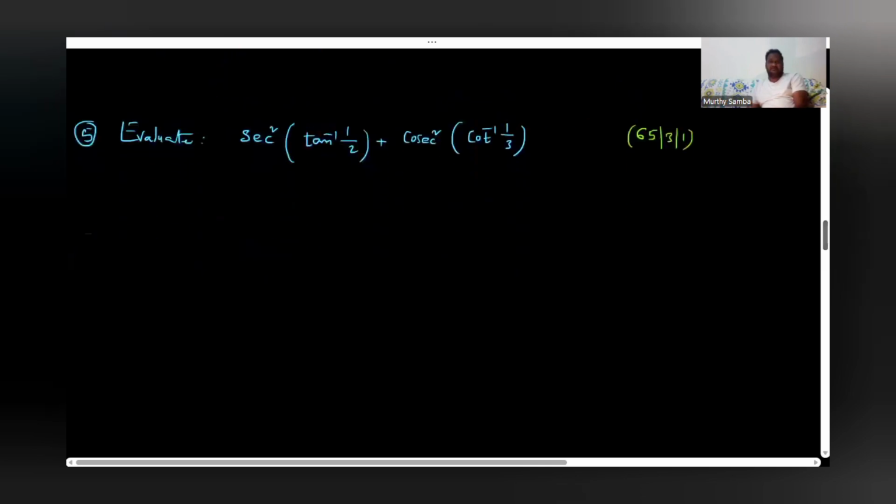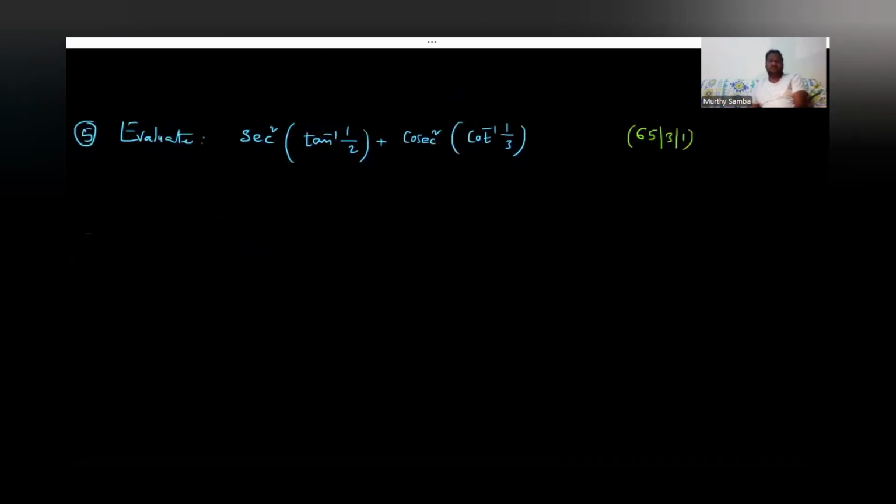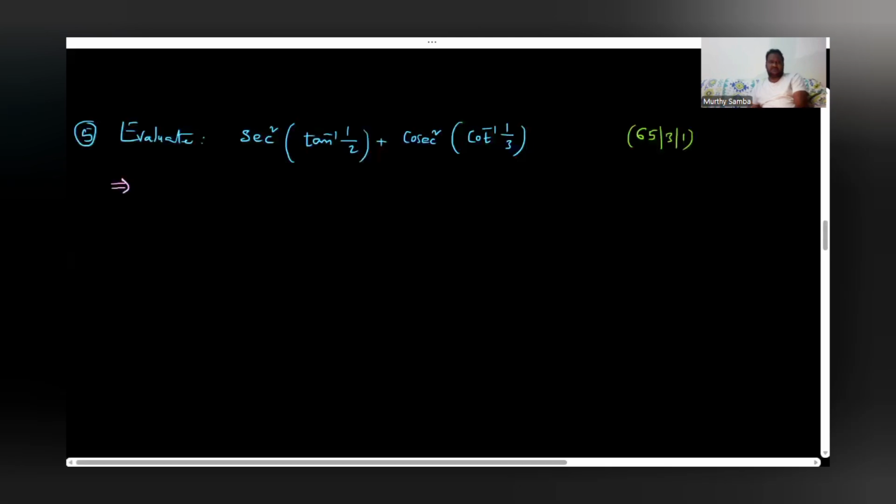Coming to the fifth one. See here, it is the form of secant square tan inverse 1 by 2 plus cosecant square cot inverse 1 by 3. When you answer this kind of problems, try to write tan in terms of secant and cot in terms of cosecant. Then the problem will be over. So I'm going to write this as secant of tan inverse 1 by 2 whole square. Similarly, cosecant of cot inverse 1 by 3 whole square, right?